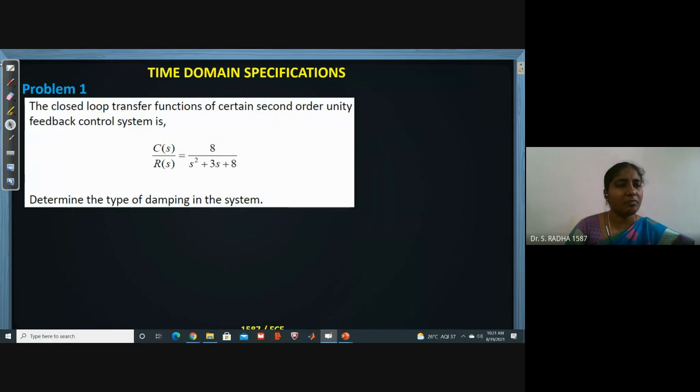Now I'm going with the first problem. A closed loop transfer function is given, of a certain second order unity feedback control system. Determine the type of damping.